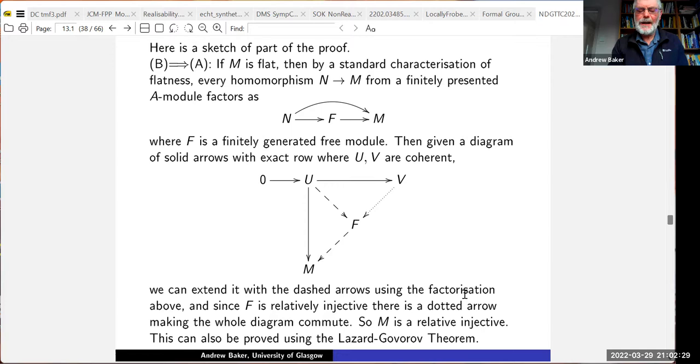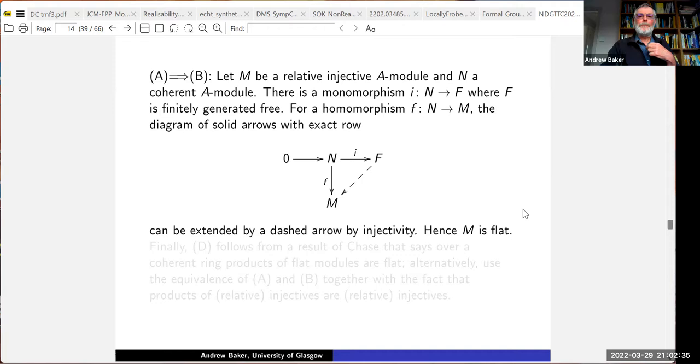Okay. Going the other way is also interesting. So if you have a relative injective M and a coherent module N and a map from N to M, we want to factor it through a finitely generated free module. So what do we know? We know that coherent modules embed in finitely generated free modules. And now we've got this relative injective condition, so we can split. And that's checking that it satisfies the condition for flatness.